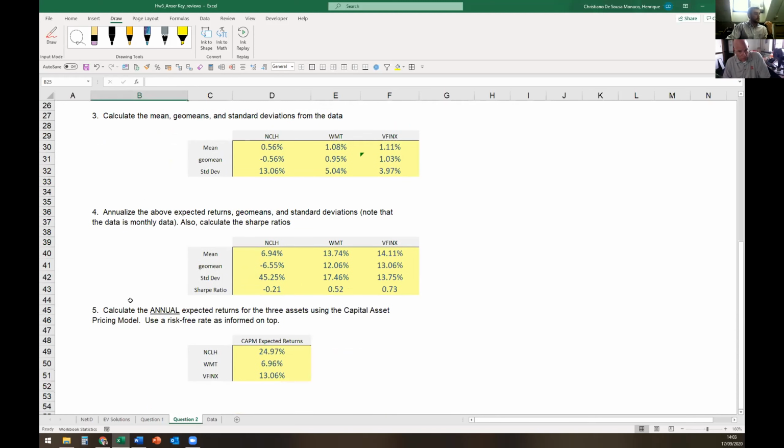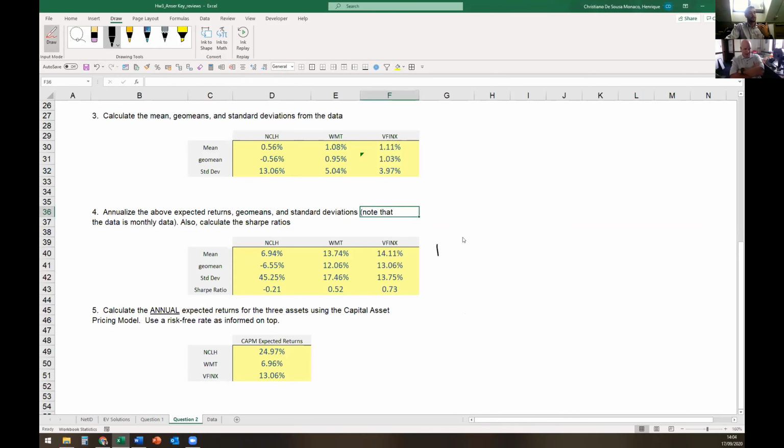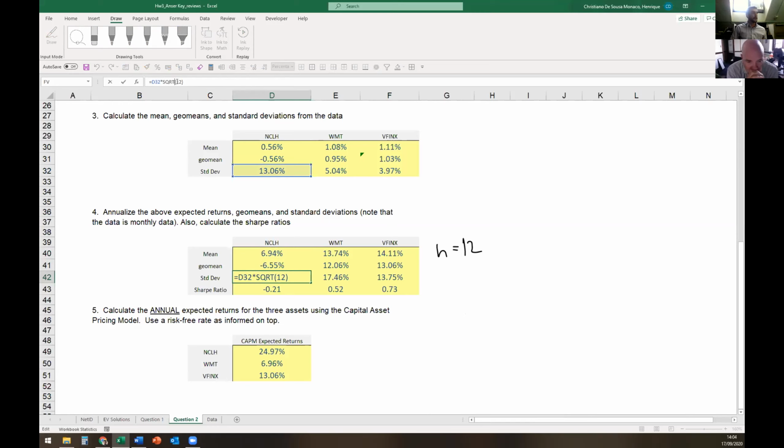And finally over here, we ask you to annualize those returns, so both means and geo means and standard deviation. Remember, this is monthly data, monthly returns. So if you want to go to annual, n equals 12. So you use the formula 1 plus the monthly return, raised to 12, minus 1, for both returns. The standard deviation is multiplied by the square root of n, or 12, right? So you just multiply that.